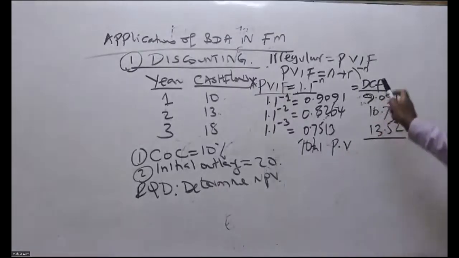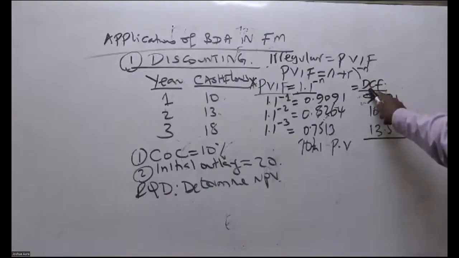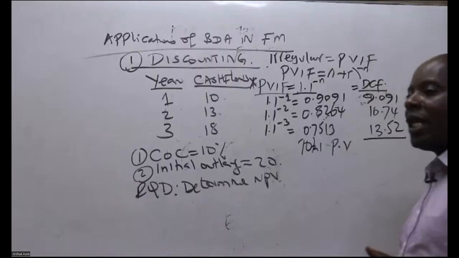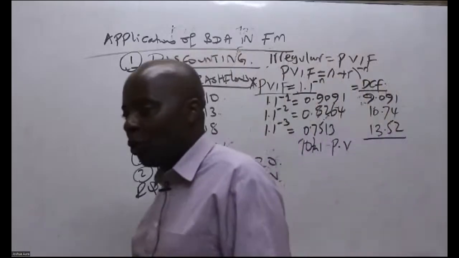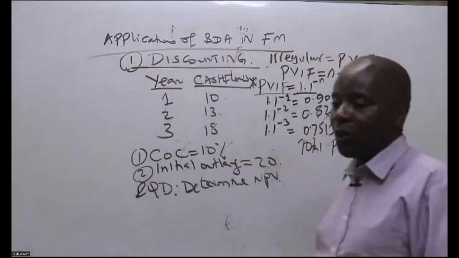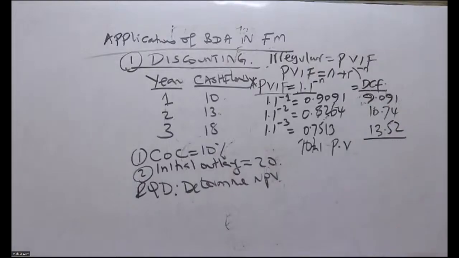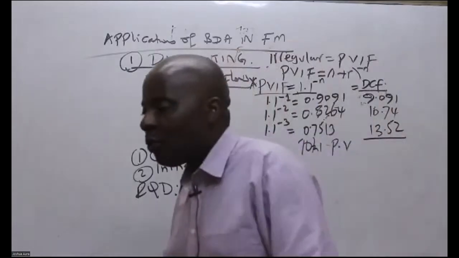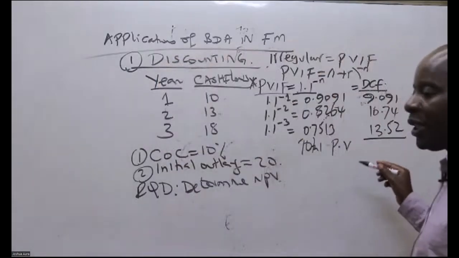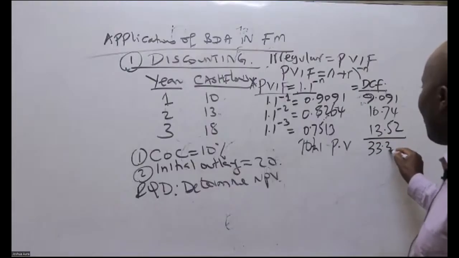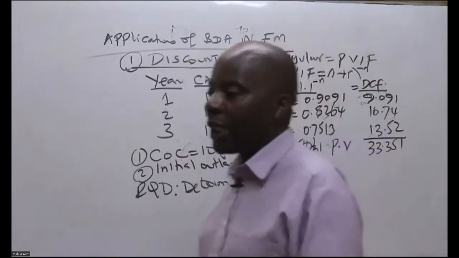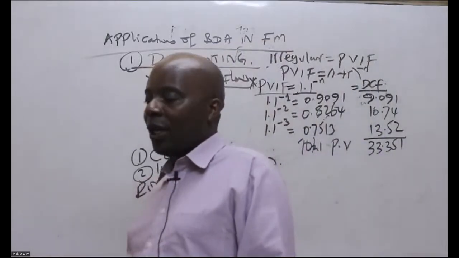Please don't forget that DCF stands for discounted cash flows. And once cash flows are discounted, now we can add them together. So when we add them, according to Pato, it is 33.351. So once you have gotten the total discounted cash flows or the total present value, then we need to come and say less what?